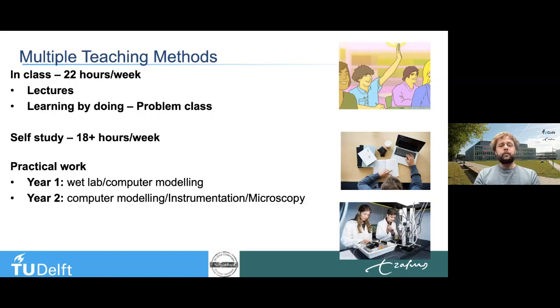And we have practical work in year 1. It is wet lab and computer modeling. So wet lab really means that with a white laboratory coat, you go into the laboratory pipetting. In year 2, it's computer modeling, instrumentation, and microscopy. And then in year 3, of course, your bachelor end project, in which you're really in a lab or in a digital lab, if you want to do, for example, mathematical modeling.